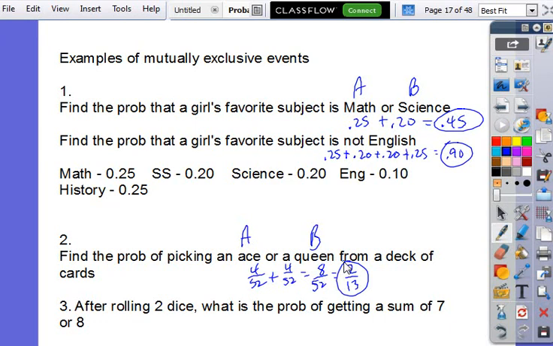After rolling 2 dice, what is the probability of getting a sum of 7 or 8? In case we don't remember, there's going to be 6 7s in there, and then 5 8s. So I'll do 6 over 36 for the 7, 5 over 36 for the 8, and get a total of 11 over 36.